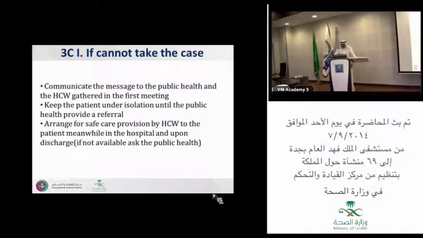Arrange for safe care provision by healthcare workers to the patient, meanwhile in the hospital and upon discharge. If not available, ask the public health. As I said, if you cannot take care of the patient, just refrain from taking care of him, but keep him under isolation until somebody comes and takes care of him or her.